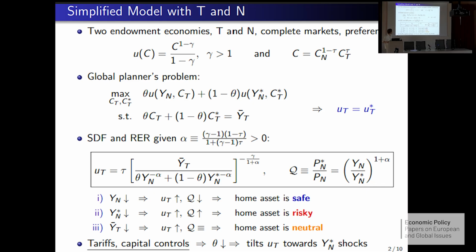And as you can see, as theta goes down, it tilts the SDF, the way the SDF is determined, towards foreign endowment shocks, right? Domestic endowment shocks play a smaller and smaller role, and so the home asset becomes more risky, right? It loses this risk premium.